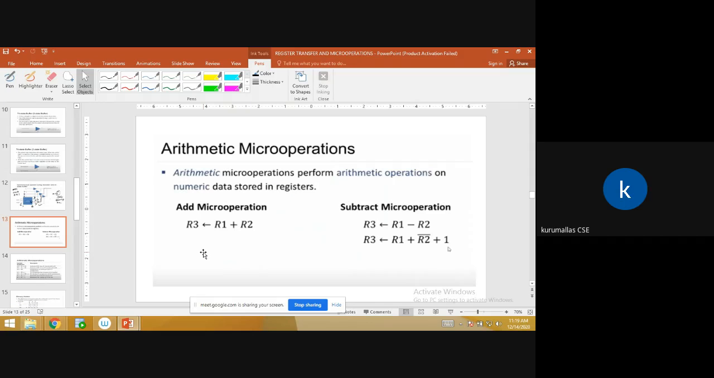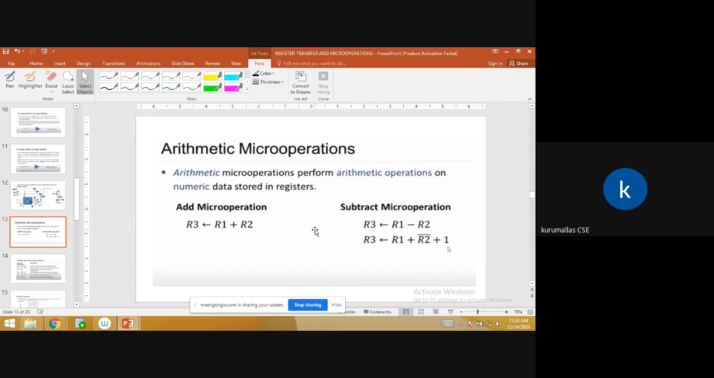Next, one more important topic in today's class is arithmetic micro operations. This is very important. In general C language and mathematics, what are the different types of arithmetic operators? Plus, minus, multiplication, division, modulo. All these are different types of arithmetic operators in general mathematics. Whereas arithmetic micro operations work on the registers, which means that they perform arithmetic operations on the numerics that exist inside the registers, right?